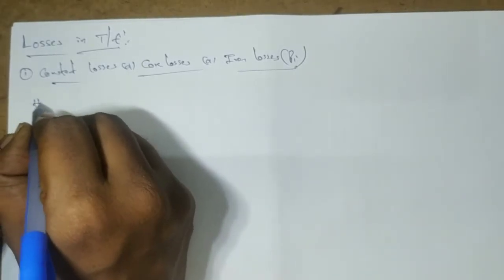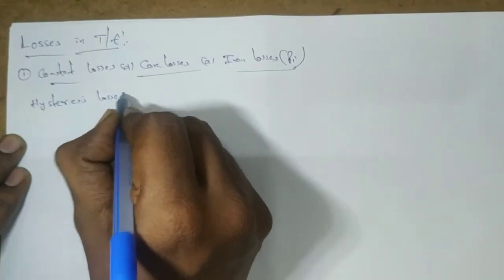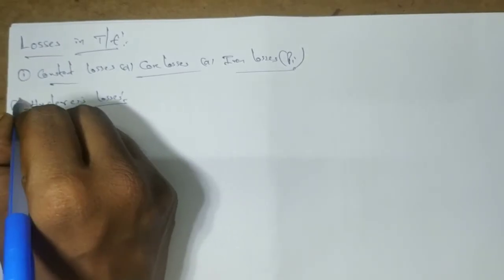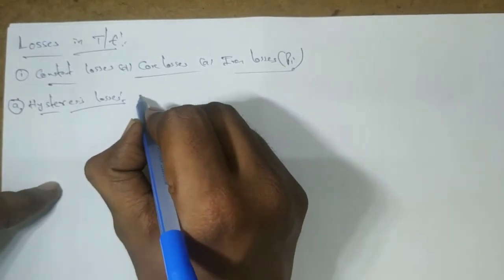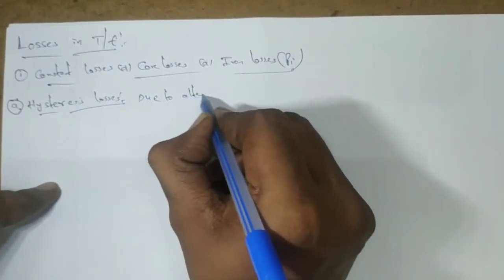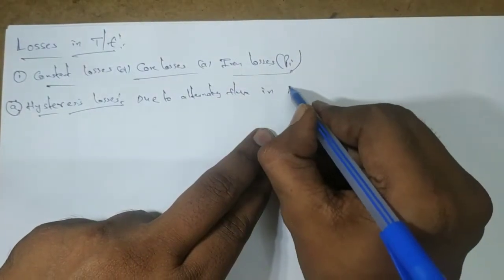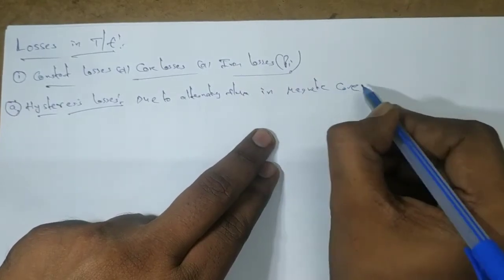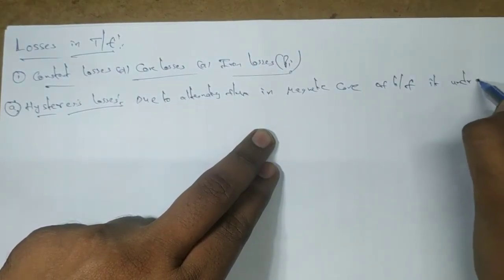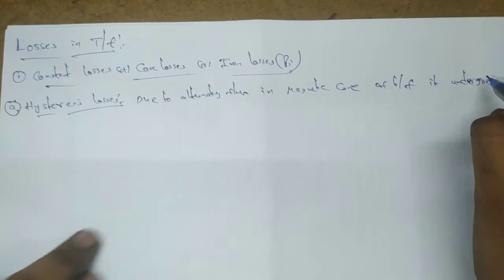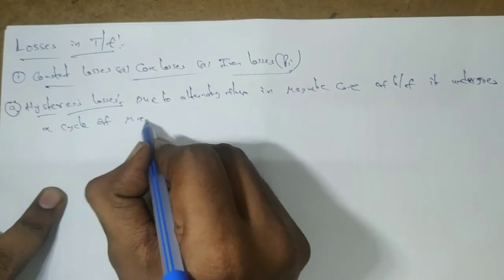These losses are divided into two types. One is hysteresis losses and another is eddy current losses. Coming to the first one, hysteresis losses, these are due to alternating flux in the magnetic core of a transformer, which undergoes a cycle of magnetization and demagnetization. So due to this cycle of magnetization and demagnetization, these losses will occur. That is known as hysteresis losses.